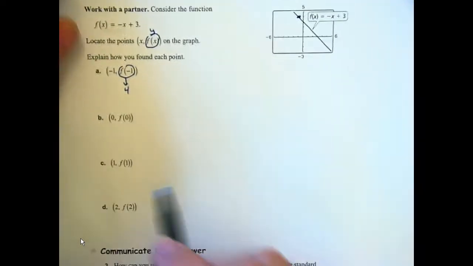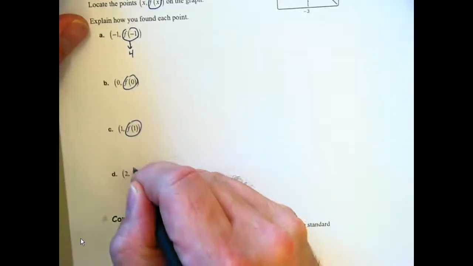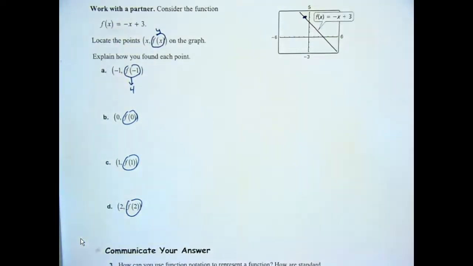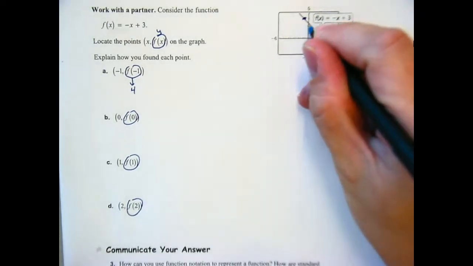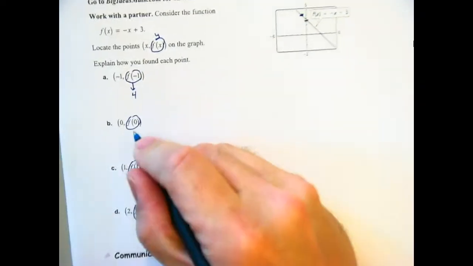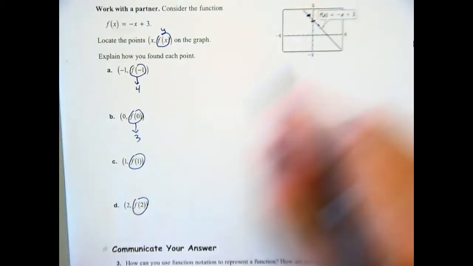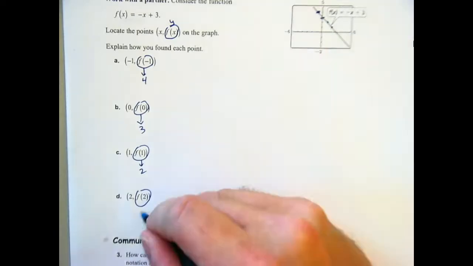Okay. I want you to locate those other points and then tell me what f of 0 is, and f of 1, and f of 2. Use your graph. All right, what is f of 0? 3. Okay, follow your graph at 1, you get to 2. And follow your graph at 2, you get to 1.